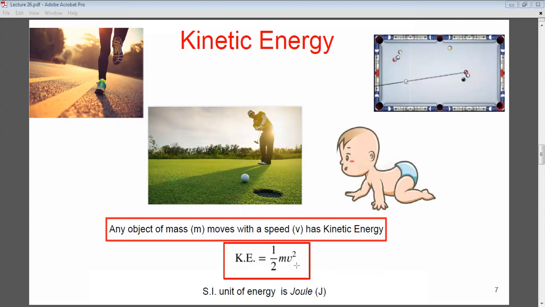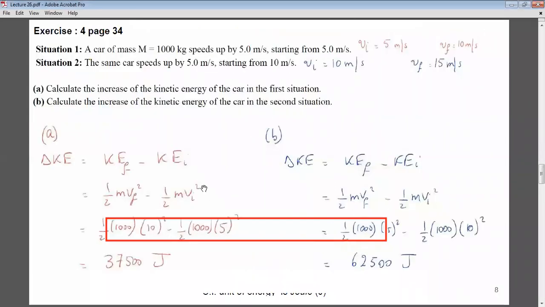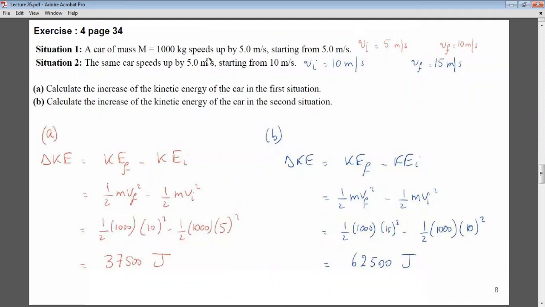We need to memorize these concepts. The unit of energy is also joules, so work and energy have similar units. Let's do this exercise. A car of mass m equal 1,000 kilograms speeds up by 5 meters per second, starting from 5 meters per second. So V initial was 5, V final was 10.